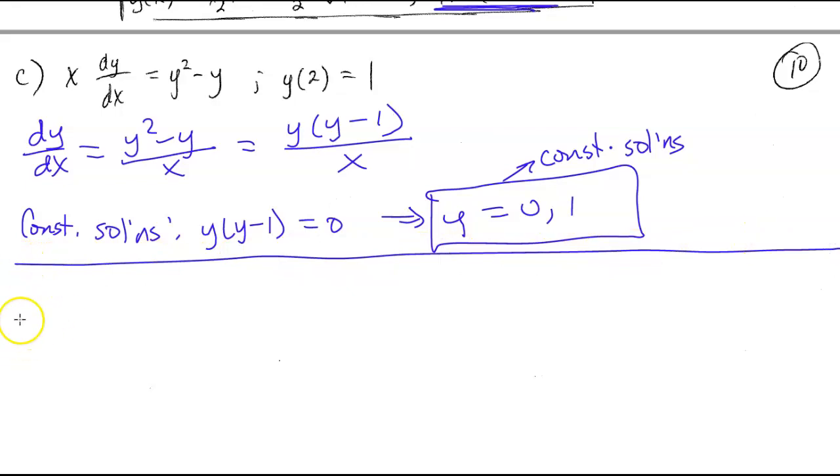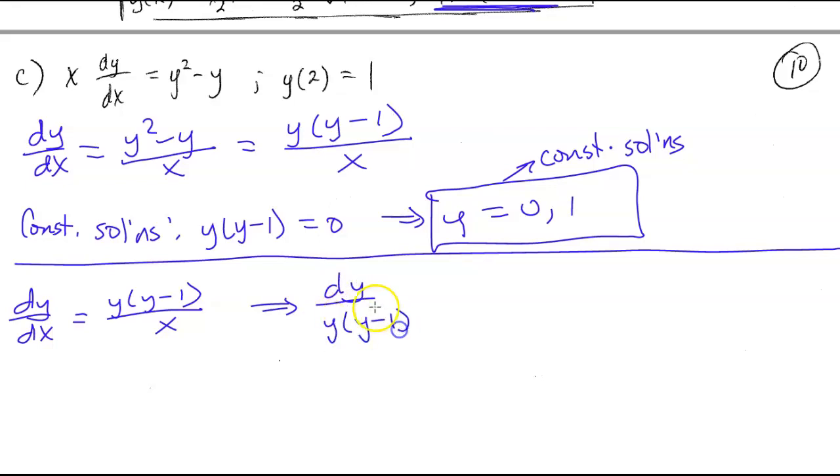So, of course, we have dy over dx is equal to this business here. And if we do some rearranging, what I end up having is dy over y times y minus 1 equals dx over x. And if we were to integrate both sides, of course, the right side is pretty easy. This will just be natural log of absolute value of x.